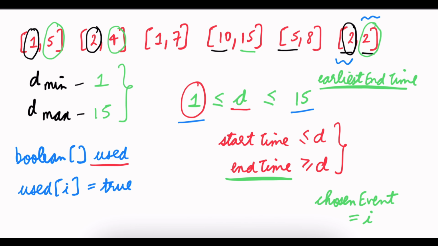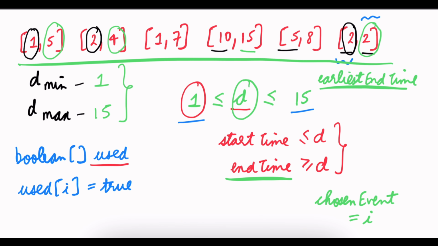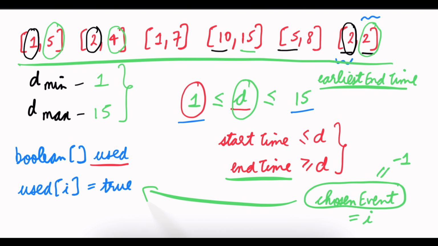And once we are done iterating over all these events for this day D, then we can check if chosen event is not equal to -1. Initially we can set this one to -1, and if it is not equal to -1, then this means that a particular event was selected on this day D, and then we can set used I equal to true and increment the value of maximum events.